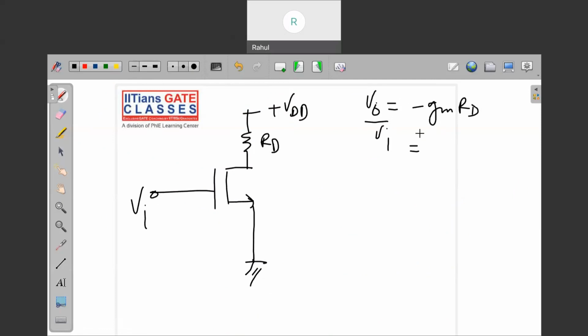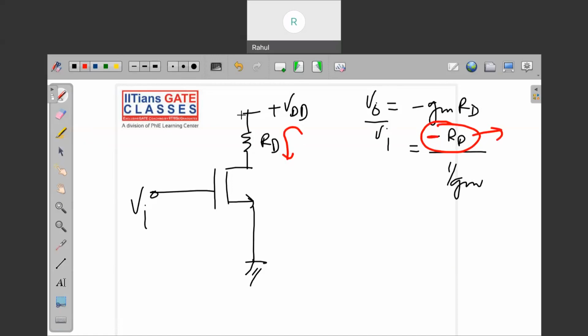So what you can do now, you can further rewrite this as minus RD upon 1 by gm. So what you can say here is that this is a resistance. This is a 180-degree phase shift. This is the resistance looking from this terminal.